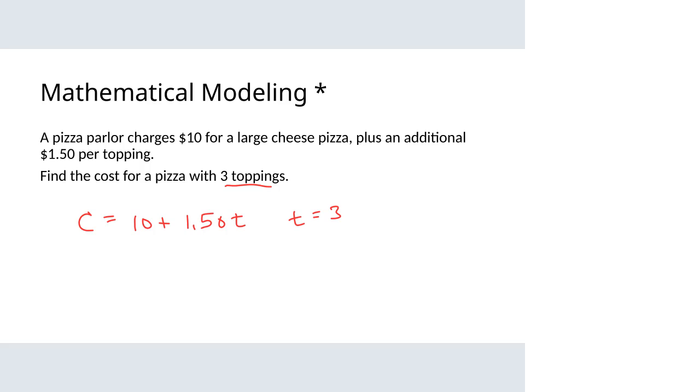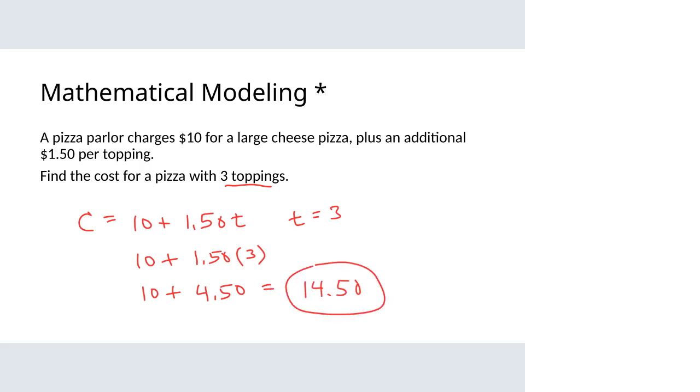Just if you're having any flashbacks to algebra, that's what we're doing here. We're finding the cost of a 3-topping pizza, which here would be 10 plus $1.50 times 3, 10 plus 4.50. And so the total cost of that pizza would be $14.50. If you have any questions about that, let me know. We're going to stay in mathematical modeling for a little while longer.